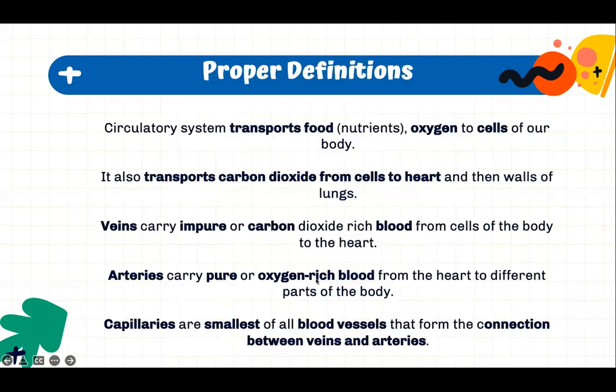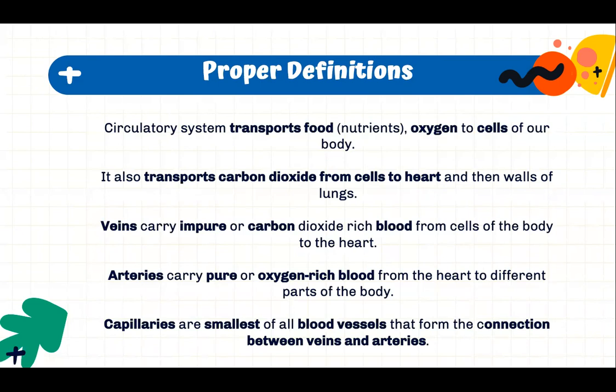All right. So let's look at some of the proper definitions of the human transport system. The circulatory system transports food, also known as nutrients, and oxygen to the cells of our body. It also transports carbon dioxide from the cells to the heart and then to the walls of the lungs, where the carbon dioxide will be released to the air.